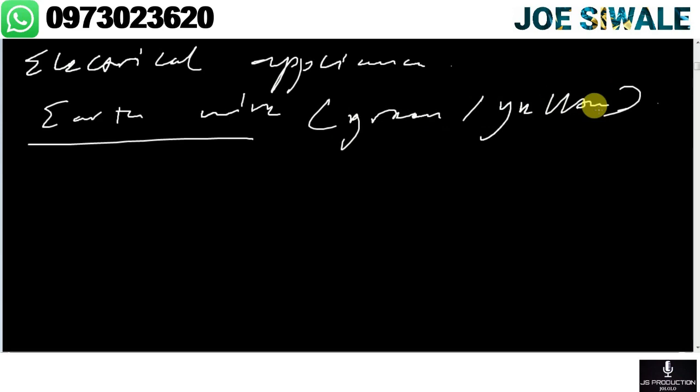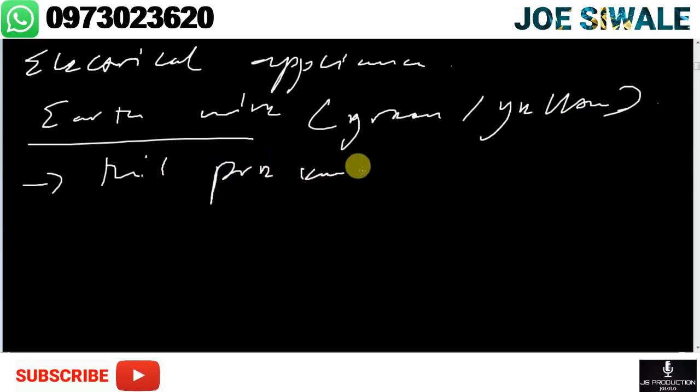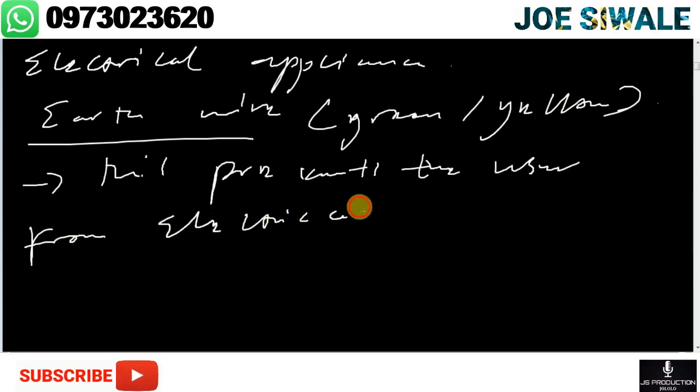So in case the live wire touches the casing of the appliance, the earth wire is going to provide some safety. The other function of the earth wire is that it prevents the user from electrical shock. So that's all about the 3-pin plug.